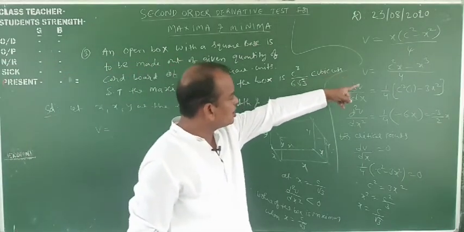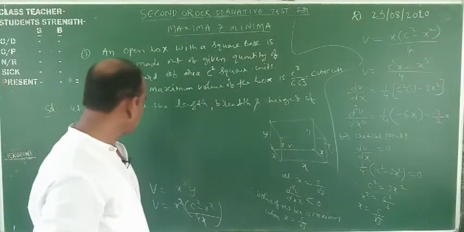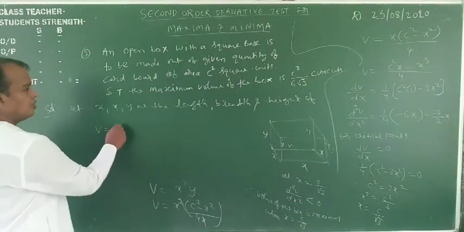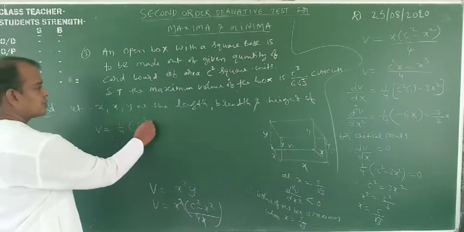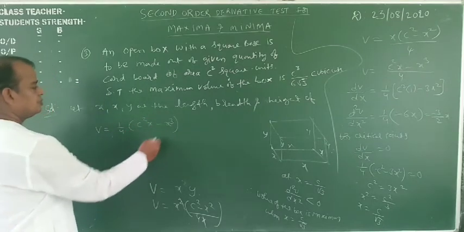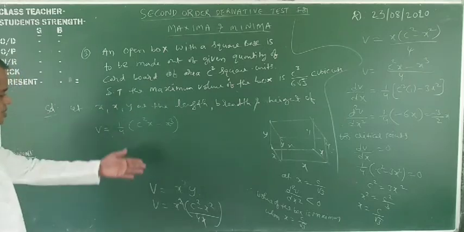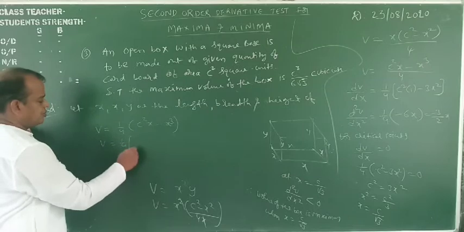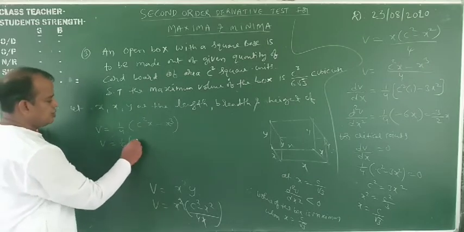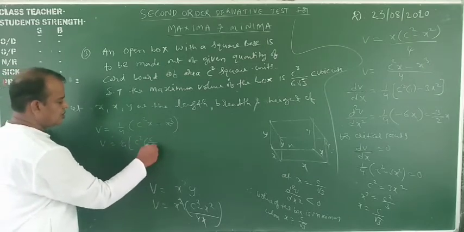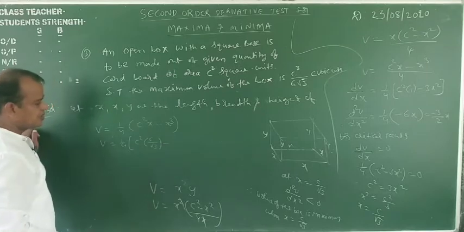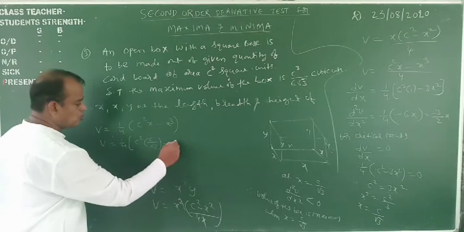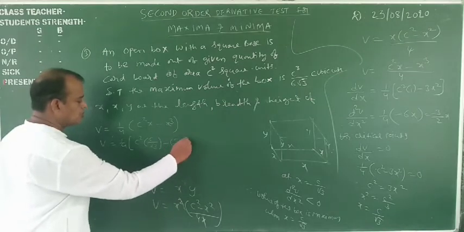Clearly what is there? Volume is equal to, okay, no problem at all. Volume is equal to c square into 1 by 4 into c square x minus x cube. Okay, what happened, my dear students? Substitute. V is equal to 1 by 4 into c square into x, c by root 3, minus what happened to this one? x cube, c by root 3 whole cube.